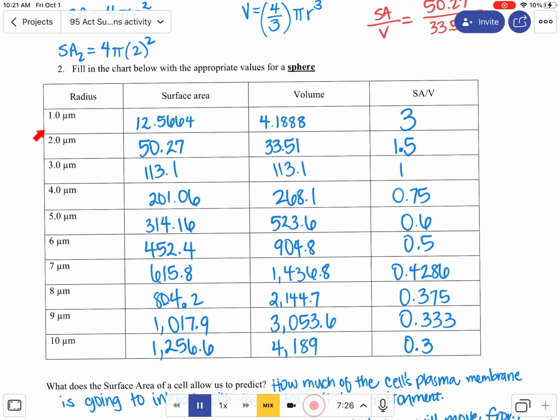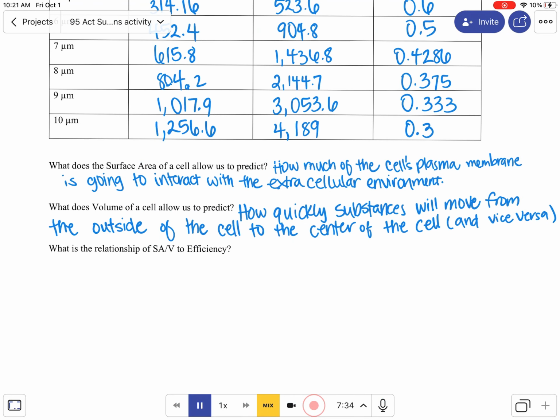You'll notice that as the radius gets bigger, the surface area to volume ratio gets smaller. So the relationship is the smaller the cell, the higher the surface area to volume ratio, which means the greater the efficiency.